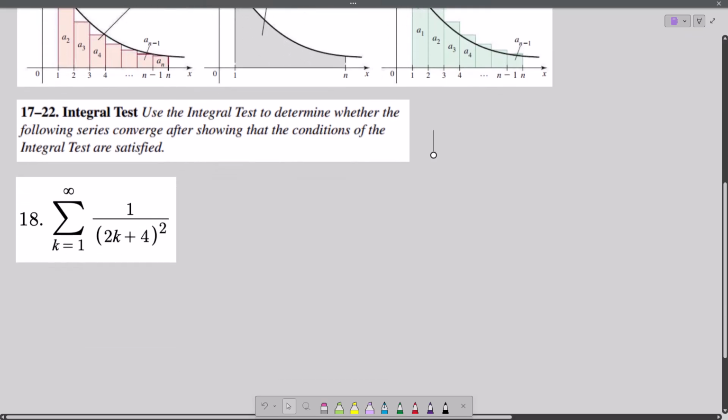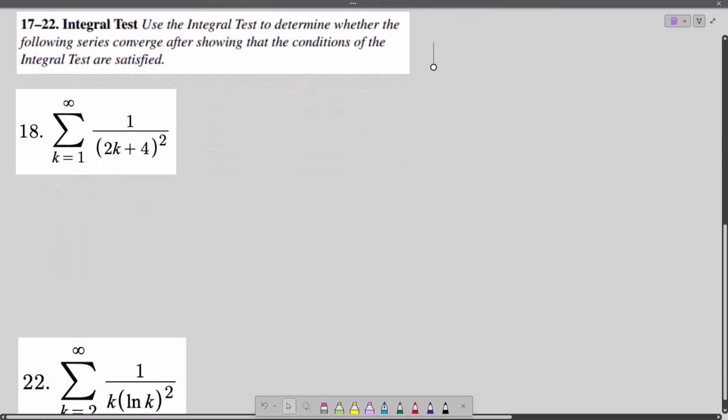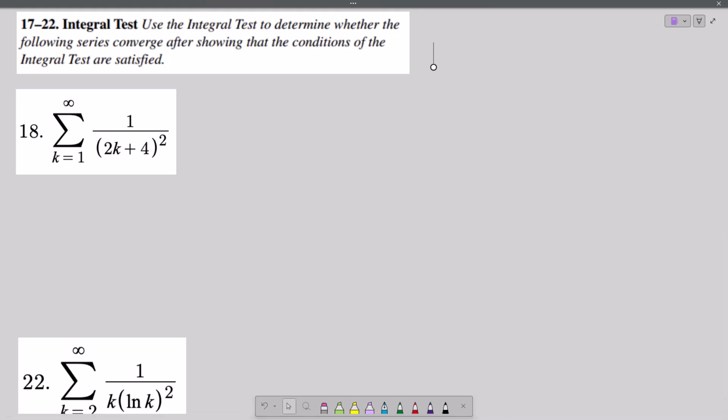So let's try it. So we look at this. It's not geometric. It's not telescoping. If we think about the divergence test, what's the limit of a sub k? 0. The limit of this is 0. Numerator is 1. Denominator is going to infinity. Fractions are going to 0. So divergence test, inconclusive.